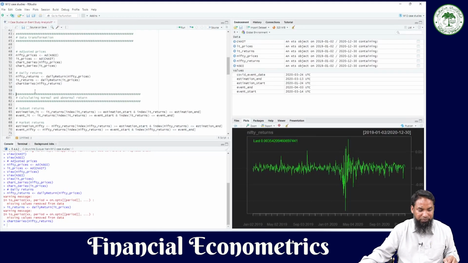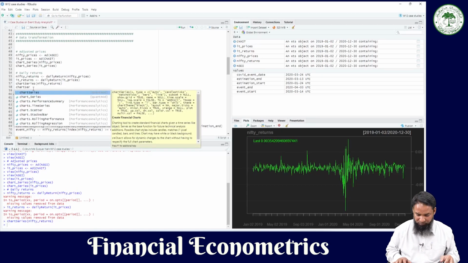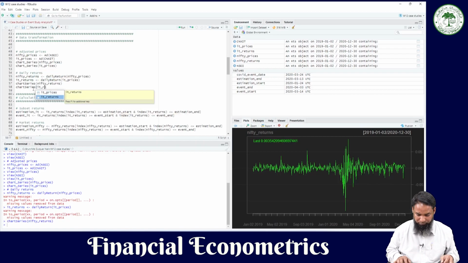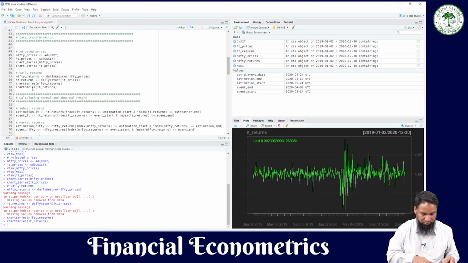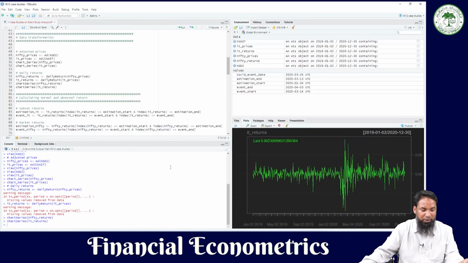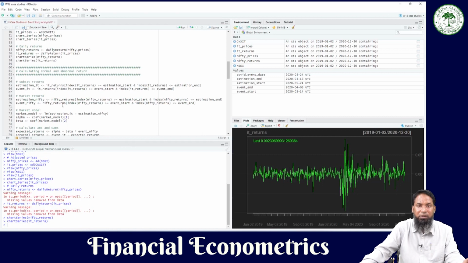Similarly, we can observe the IT returns. Again, a similar effect we can observe here, that there is a huge price drop into negative returns. Now let us calculate the abnormal returns and the normal returns.